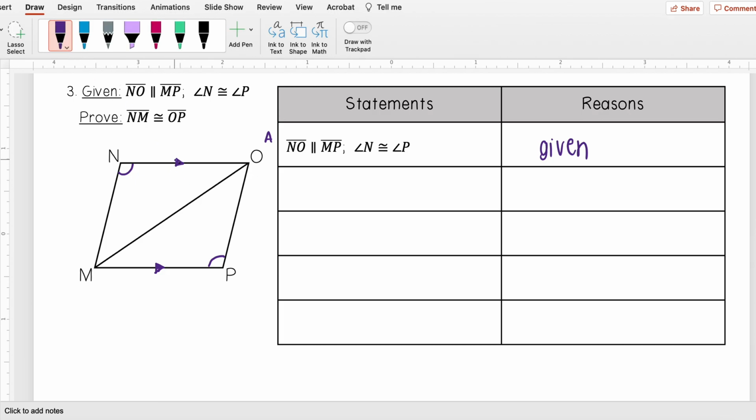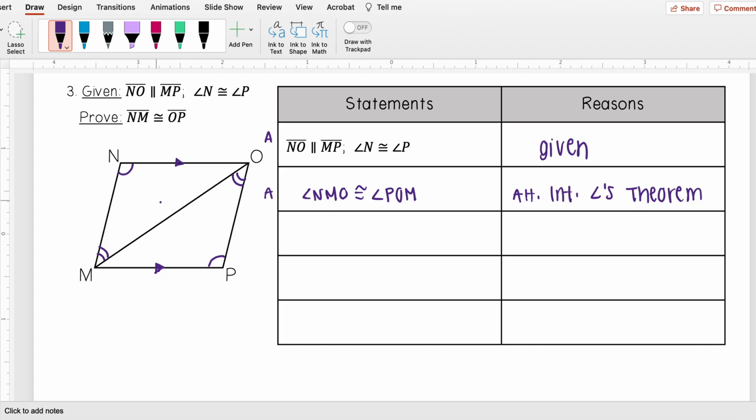Now, since these two sides are parallel, I know that parallel lines cut by a transversal have pairs of angles that are congruent. And I see that I have interior angles here that are congruent. So I can say that angle NMO is congruent to angle POM. And that is by the alternate interior angles theorem. So I have another angle that's congruent.